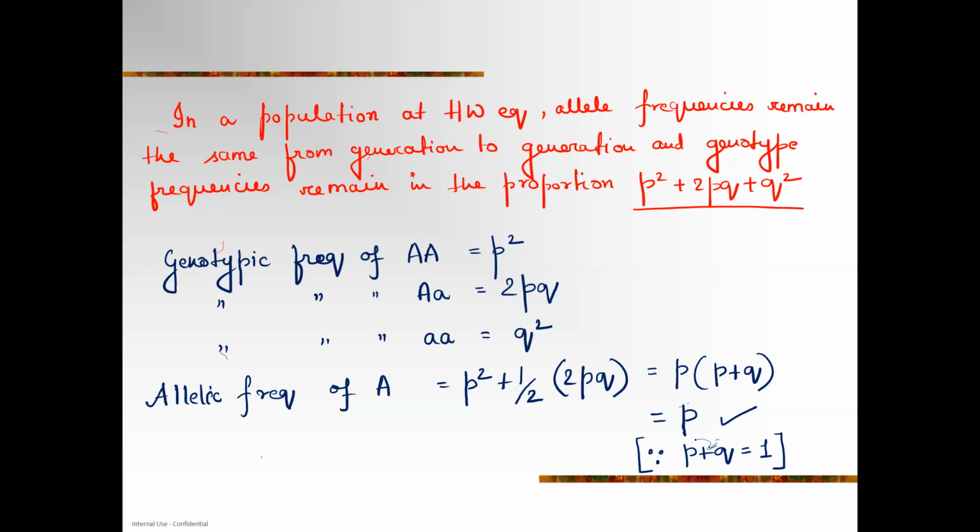Same thing if we do for allelic frequency of small a, what is that? q square plus half of 2pq, right? Which is also equal to q, since this is the condition. So allelic frequency of capital A is equal to p, allelic frequency of small a is equal to q. Clear? This part till here it is clear?